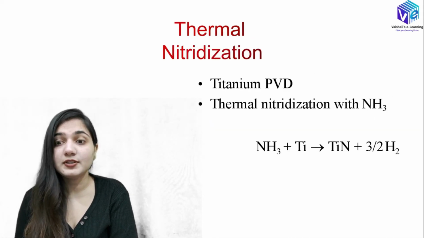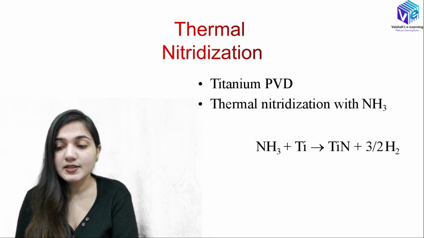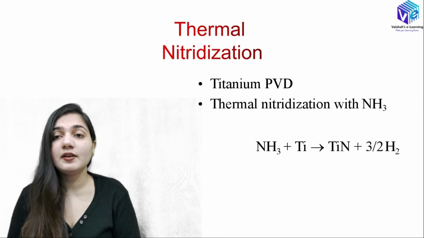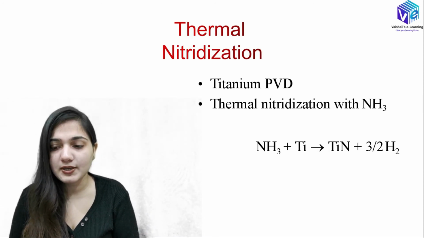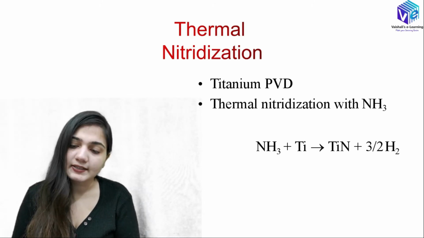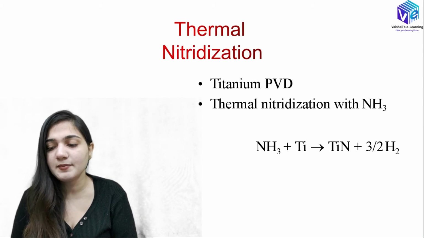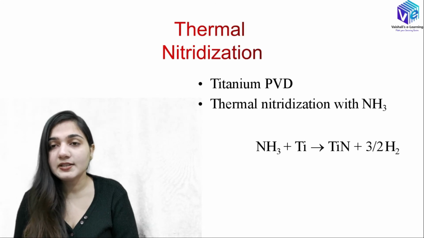So now coming to the thermal nitridation. Okay, I can use the titanium PVD process, which will give me the nitridation of the titanium. I will be using ammonia for the nitridation. Mostly I am using ammonia. So if I want to form titanium nitride, I will react the ammonia with the titanium. When ammonia reacts with the titanium, it forms titanium nitride, and the byproduct is hydrogen gas.